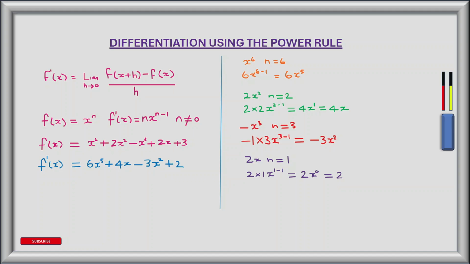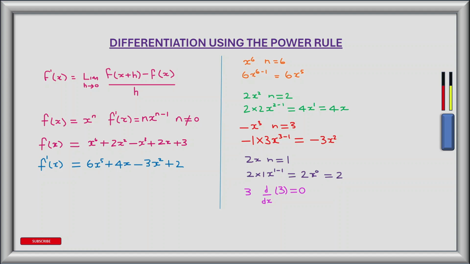So let's add this latest term to the derivative of f of x. So now we have the derivative of f of x, or f prime, is equal to 6x to the power of 5 plus 4x minus 3x squared plus 2. So now let's take a look at our final term, which is 3.